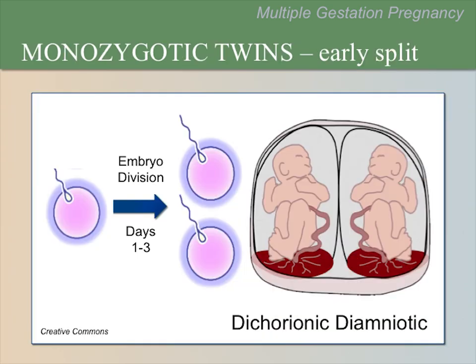If division of the embryo occurred in the first 3 days after fertilization, each twin will have its own gestational sac and placenta. These twins are also called dichorionic, diamniotic, or di-di, but in this case they are identical because they developed from a single embryo.